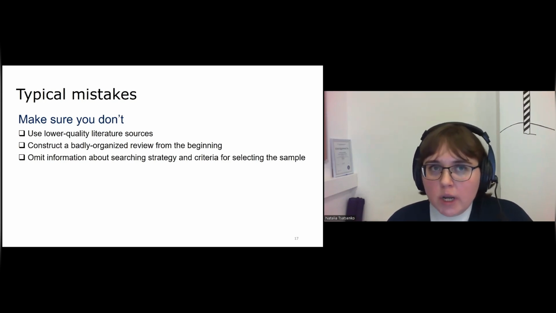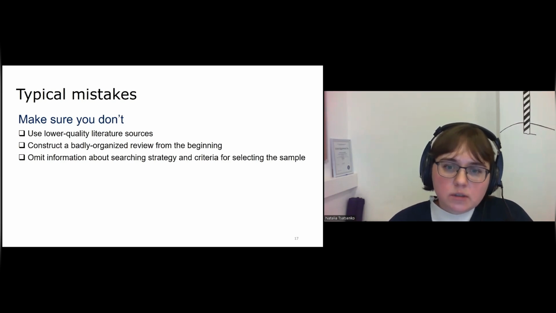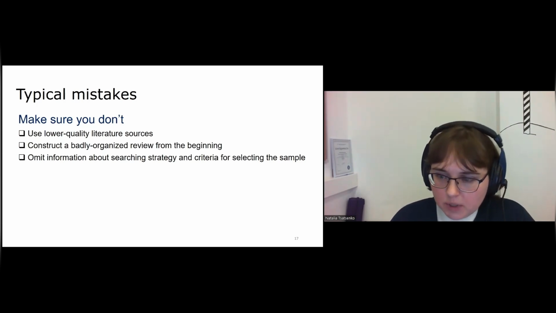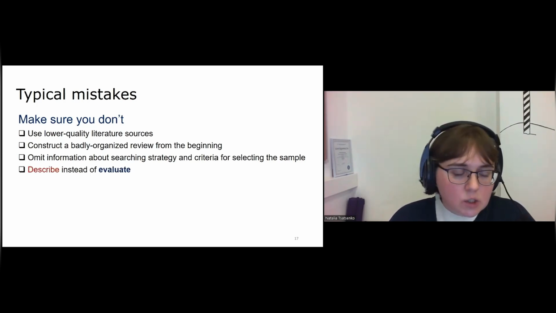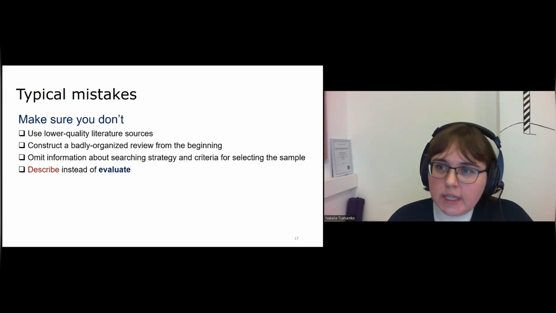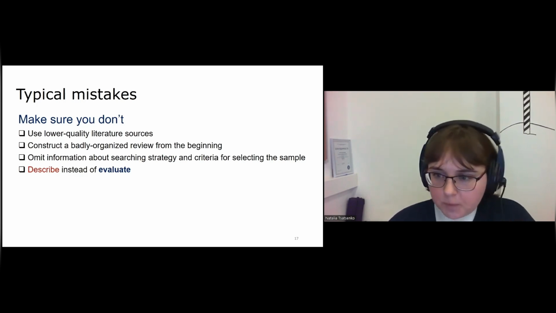The next one is a lack of information about the search strategy. Later, we will talk about different types of review, but I must say that anyway, we have to mention which criteria we use for selecting samples. The key mistake is that the review only describes instead of evaluating. We need to evaluate our sample of the papers which we collect for our review.